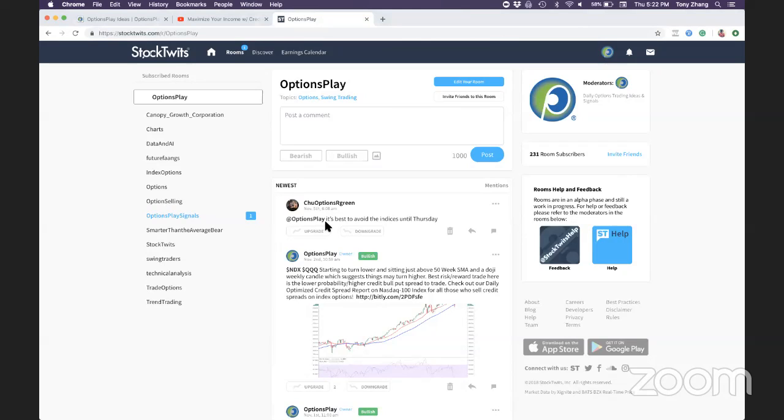Is StockTwits only for credit spreads? The StockTwits signals is only credit spreads, because that was a strategy that we back tested that was optimal for credit spreads, and that's why we launched that. We are in the process of back testing some strategies for debit spreads as well, and we're potentially going to launch a new service for that, but that's still in the works, and I'm not ready to announce that just yet.